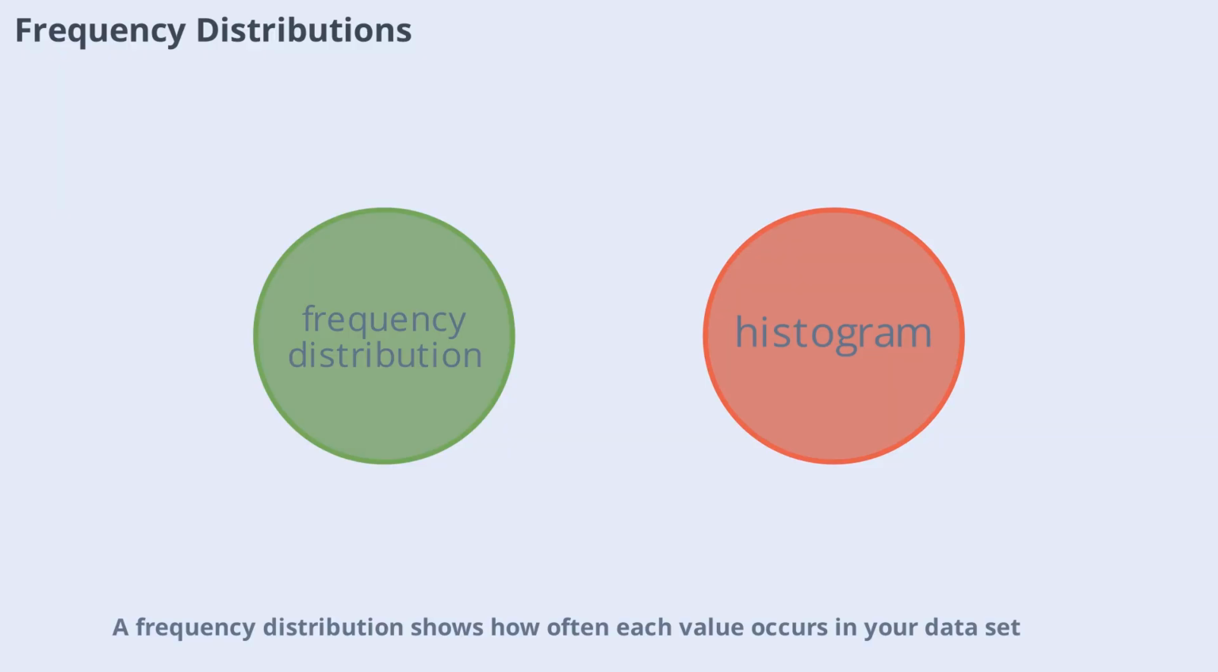Frequency distribution shows how often each value occurs in your data set. This can be displayed as a table or a histogram. Frequency distributions help you see which values are most common and whether your data is skewed. They're a fundamental part of exploratory data analysis and set the stage for more advanced techniques.